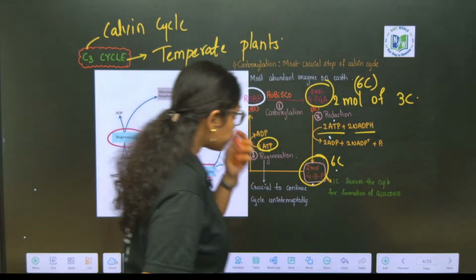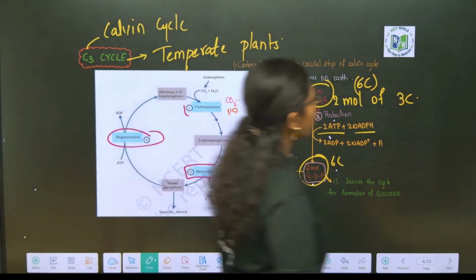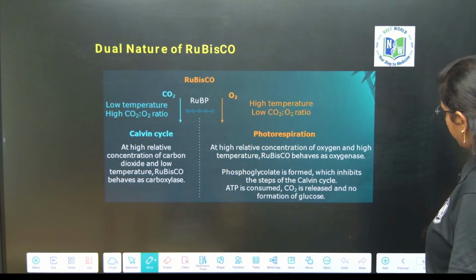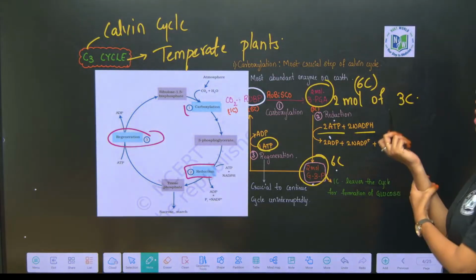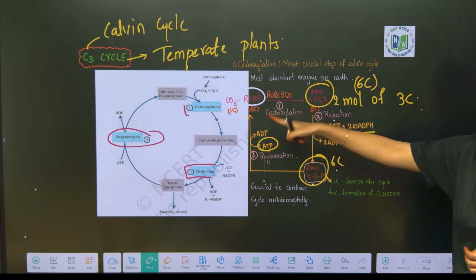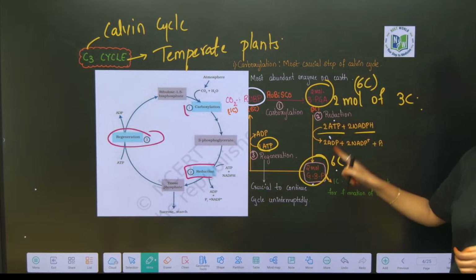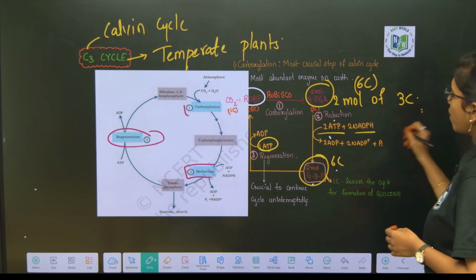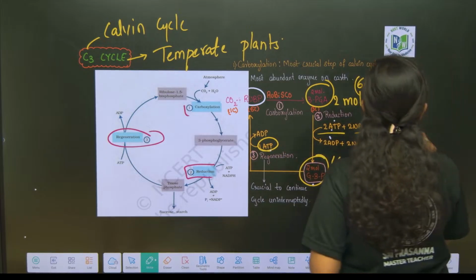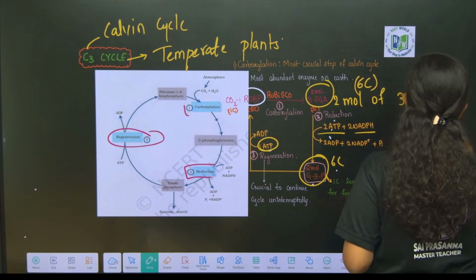Remember. Now, to conduct the cycle for one carbon dioxide, in total how much energy is utilized? For one carbon dioxide fixation in the Calvin cycle, how much ATP and NADPH is used? 2 plus 1, 3 ATP and 2 NADPH.